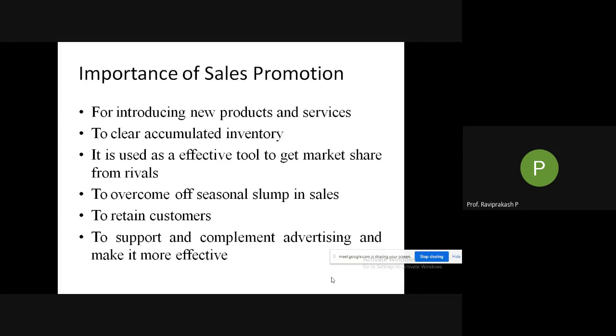Then to support and complement advertising and make it more effective. If you are having promotions with advertisement, it will be very efficient, and we are increasing the sales. So for those who are not present, I'll tell you, promotion is done to have instant sales. Advertisement may be instant, or it may take some time for a person to come and buy your product. But with promotion, we are looking at an immediate sale. So that is what sales promotion is.